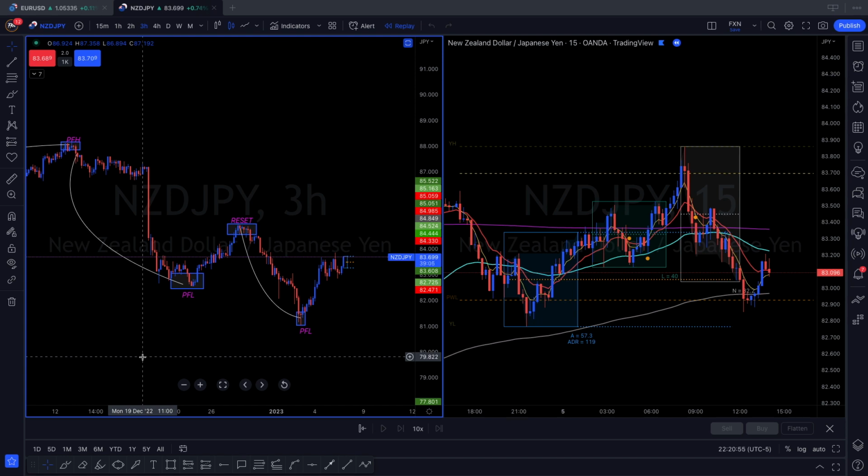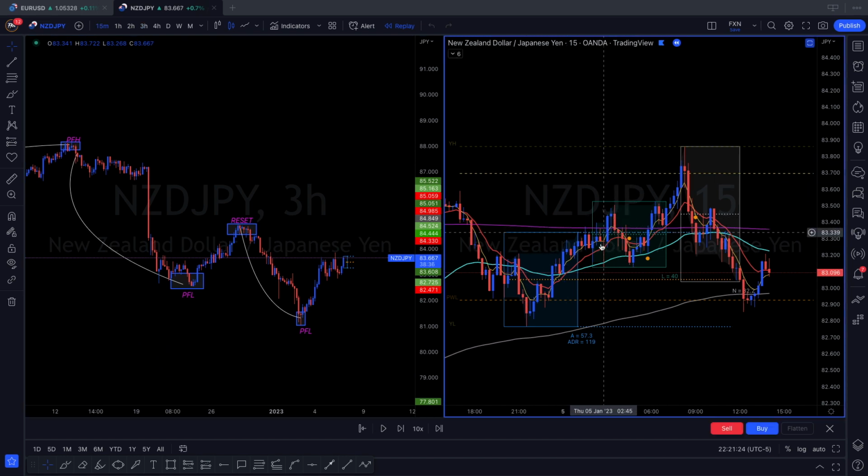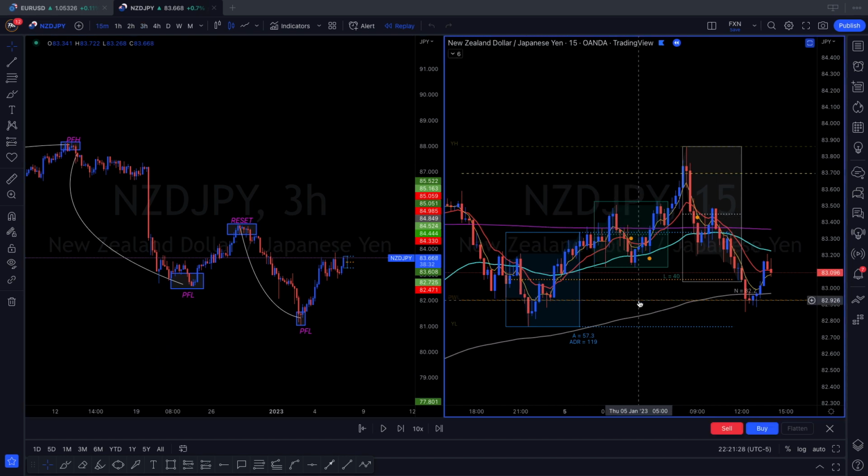We're looking at NZDJPY on the 3-hour chart on the left, and on the right it is a 15-minute time frame. So first thing for me is whenever I take any trade, the directional bias has to be correct. If I look on the 3-hour chart, I can see that we're coming off a brand new peak formation low, so I'm looking for buy options only. So if we look on the right side, on the 15-minute chart, the trade setup here is a type 3 setup.